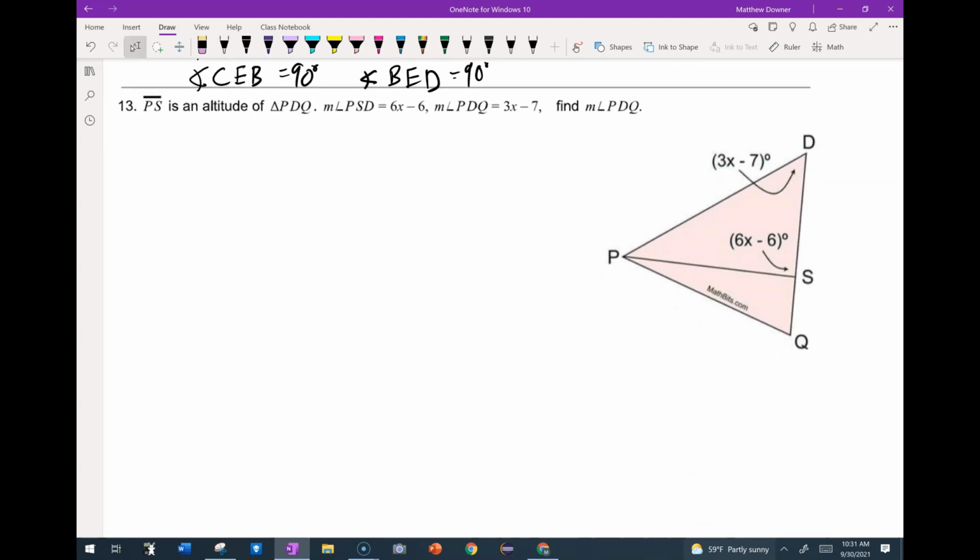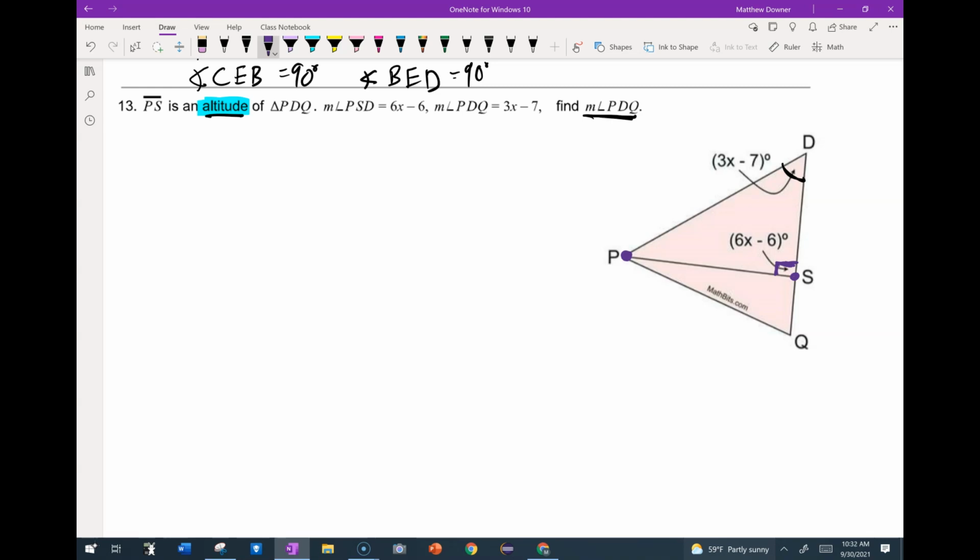Number 13. Segment PS is an altitude of triangle PDQ. If the measure of angle PSD is 6x minus 6, and the measure of angle PDQ is 3x minus 7, find the measure of angle PDQ. So really I need to figure out what x is and then substitute it in there. The first keyword that jumps out to me is altitude. Remember that an altitude of a triangle is a segment that goes from a vertex to the opposite side, but is perpendicular to the opposite side. So it doesn't necessarily need to go through the midpoint, but it always needs to make a right angle.